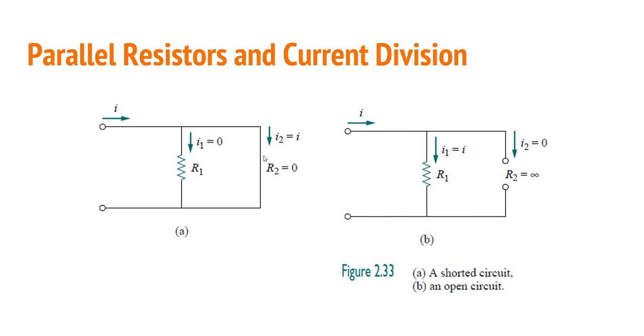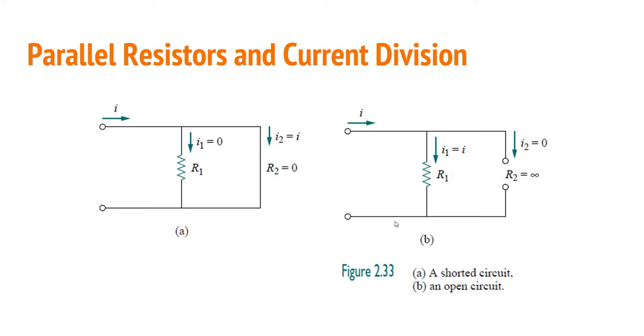Since R sub 2 is equal to 0, meaning the maximum current passes through R sub 2, whose resistance is equal to 0. And then I sub 2 will be equal to I. So the current passing through R1 becomes 0.